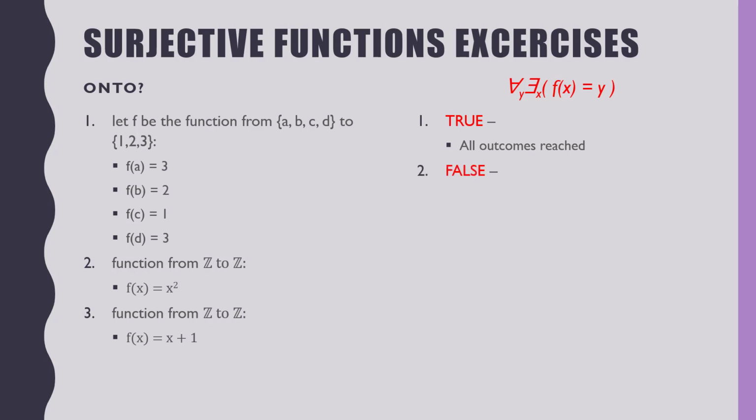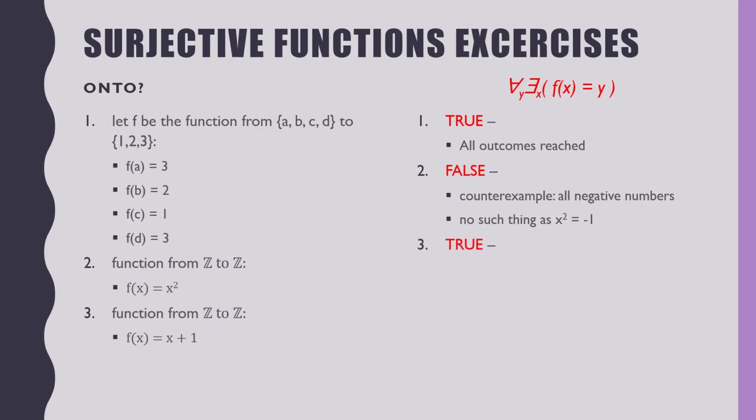Second one is false. Why is it false? And again, counterexample, all negative numbers would not be reached. The whole entire less than 0 would not be reached. So there's no such thing as x squared equals negative 1, in other words.